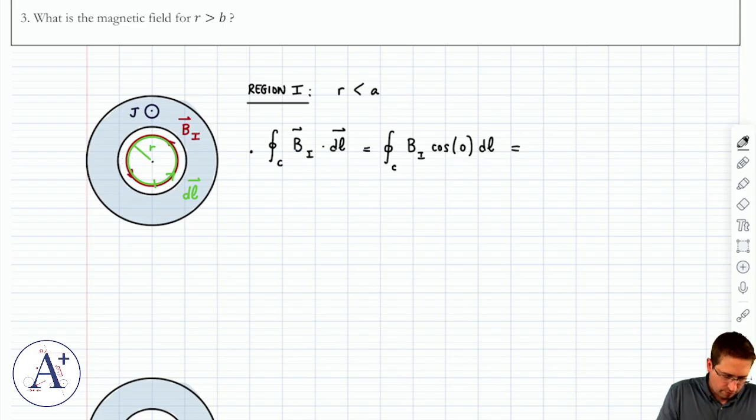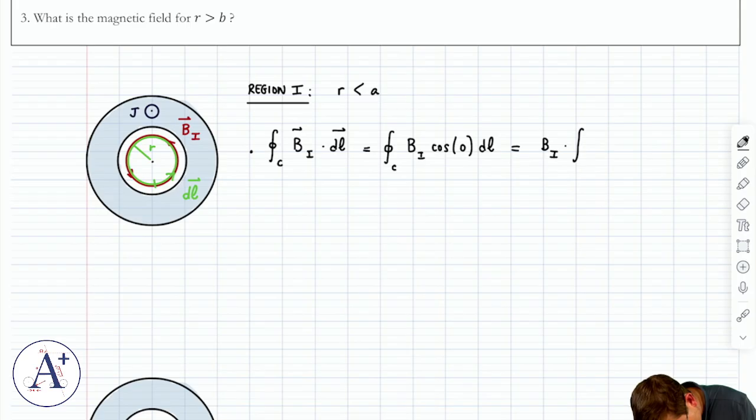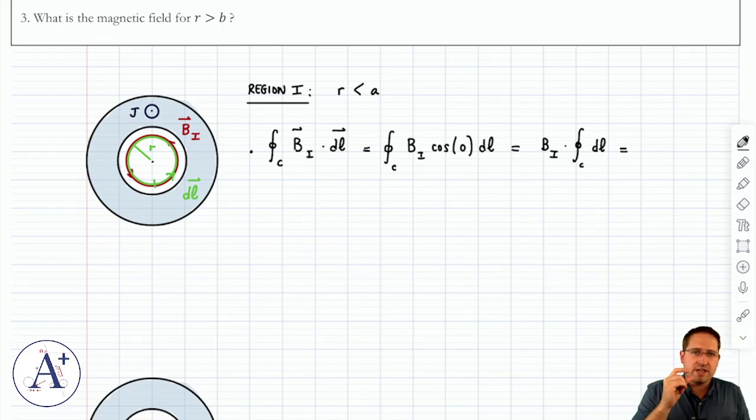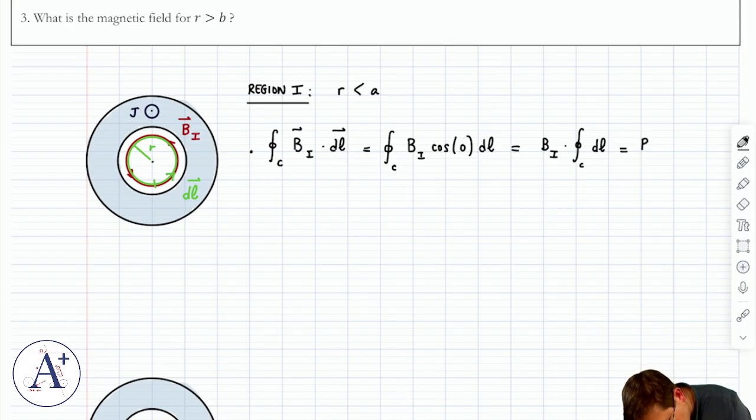After all, every point of the green contour is the same distance from the center. So by symmetry, B1 is constant over the entire contour, and cosine of 0 is 1. So I'm going to get B1 multiplied by the integral around the contour of dl. dl is a little piece of length or arc length. If I integrate that all around, I'm going to get the circumference of the circle. That will be B1 2 pi r.